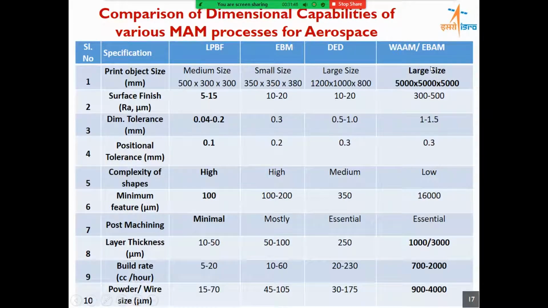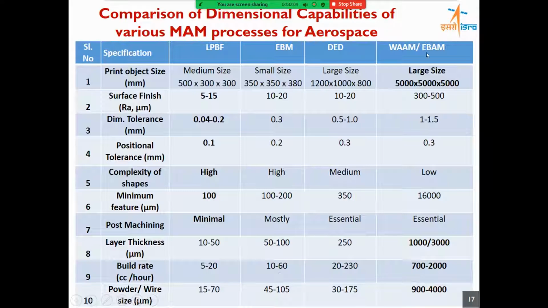But when you go to wire arc, the sizes of the components that can be made through this technique are quite large. And you can also see the layer thicknesses are large, so the build rate is very high compared to the other techniques. And also the powder or wire sizes are large compared to the other techniques.